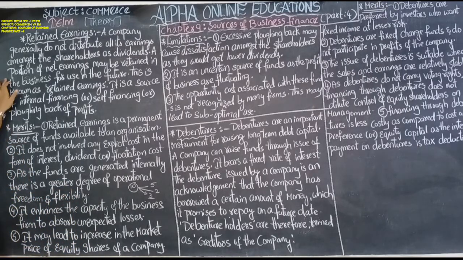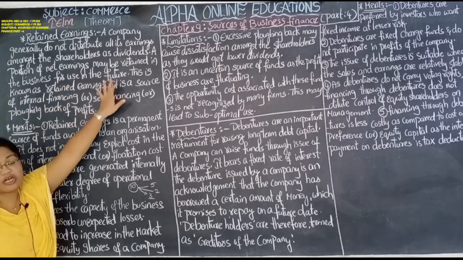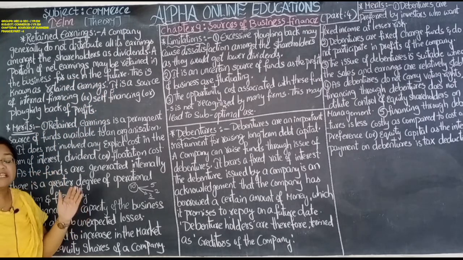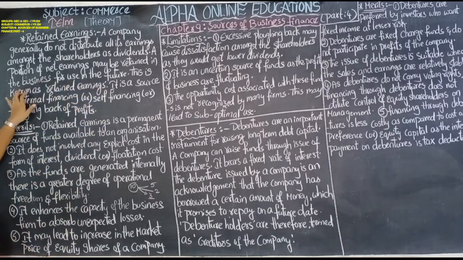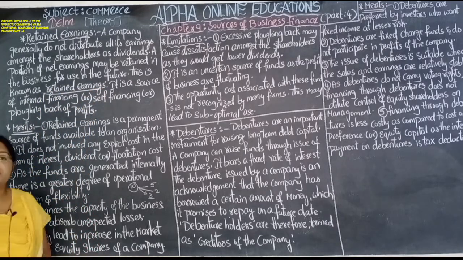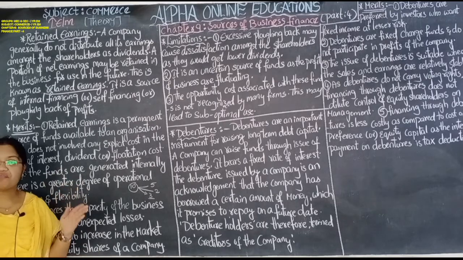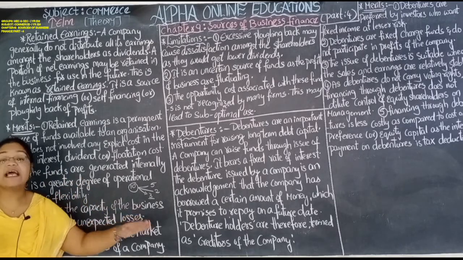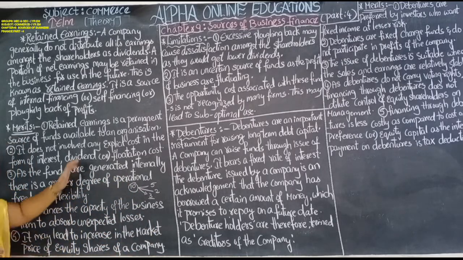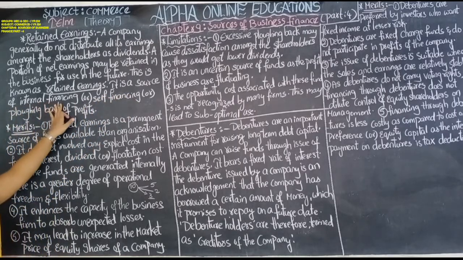A proportion of the net earnings may be retained in the business for use in the future. Whatever portion is saved for future purposes is used in the future. This is known as retained earnings. Simply, the total profit is not distributed among the shareholders in the form of dividend. A certain portion of that profit is kept aside and used for future development. That is known as retained earnings. It is a source of internal financing.